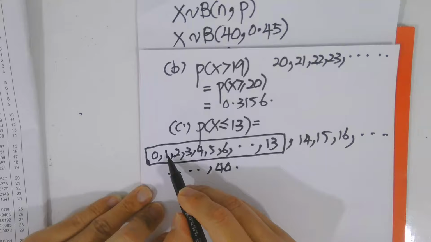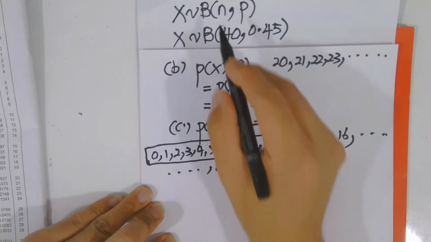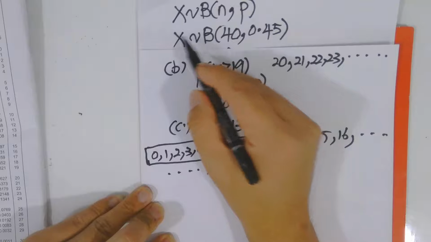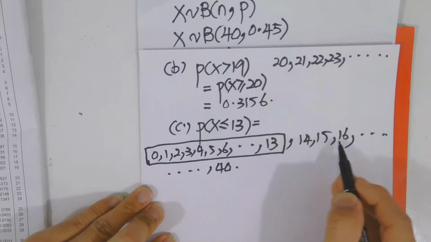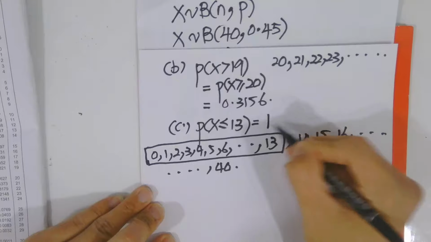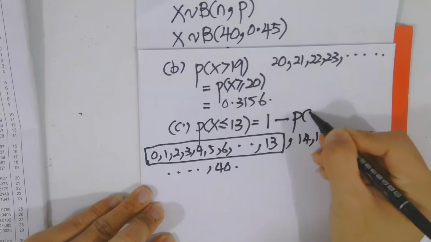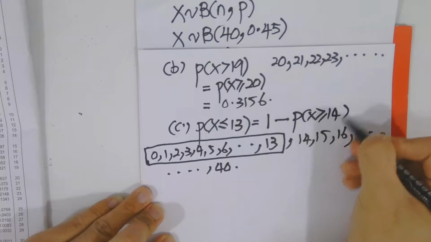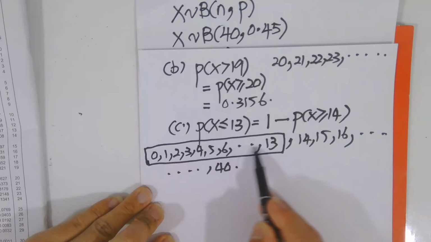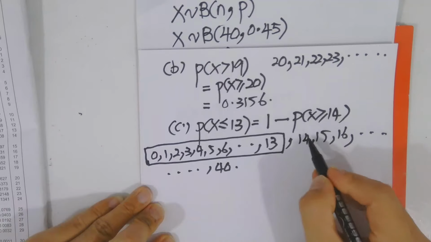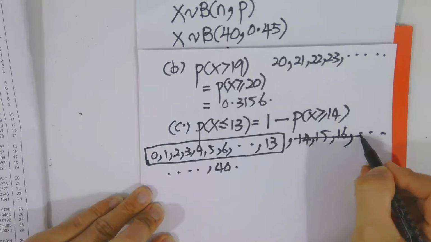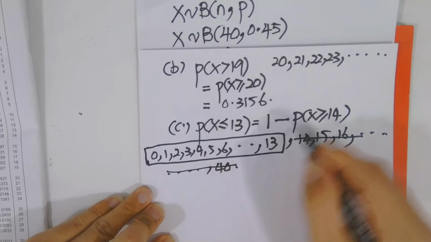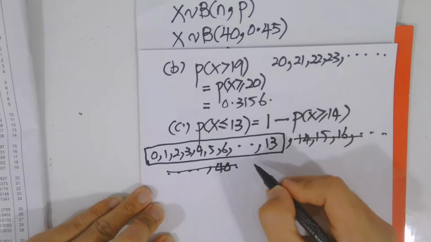As you know, this X is a binomial distribution, and a binomial distribution is a discrete random variable. The total probability is 1. So that's why I'm taking 1 minus the probability of at least 14. I want the value from 0 up to 13, but I don't want 14 and above. What is not inside the box is something that I don't want. I cancel off 14 up to 40. It's at least 14. That is another meaning here.